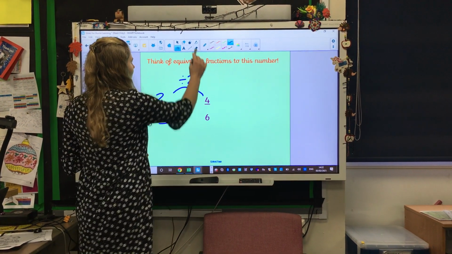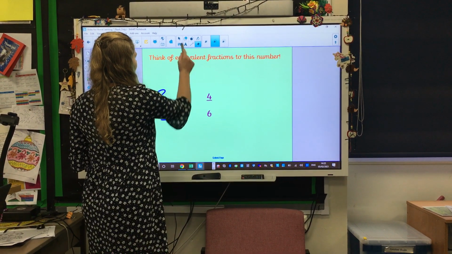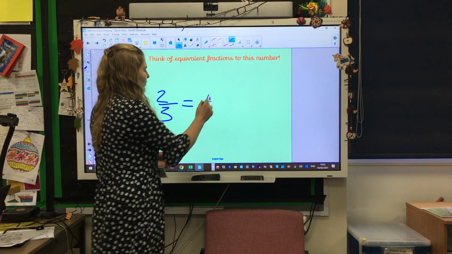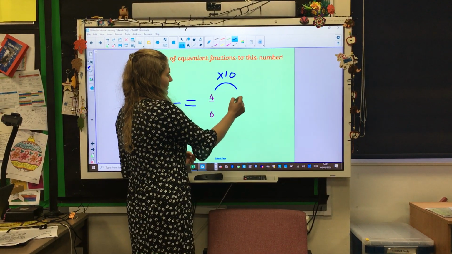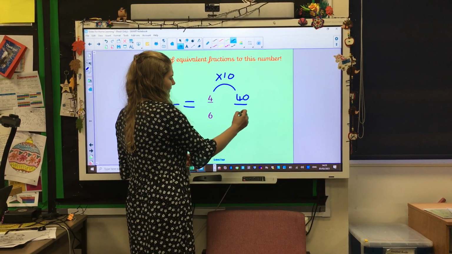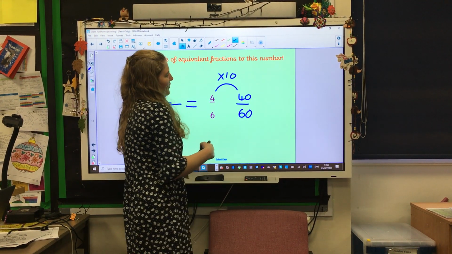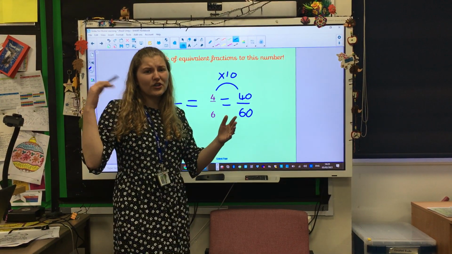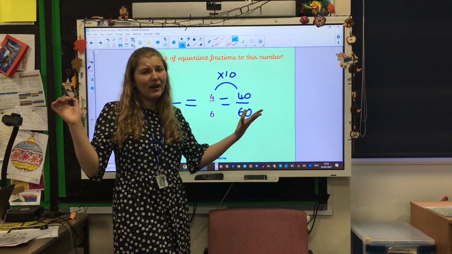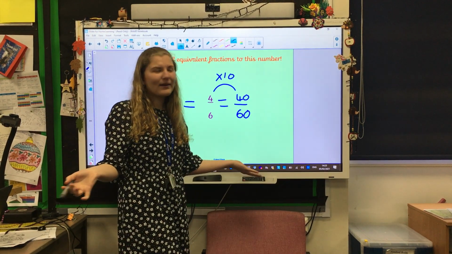Easy. But there's loads of equivalent fractions we can do. We don't have to stop there. We can also times by anything you like. We can times by 10. So we can have 40/60. It's the same. As long as you times the numerator and denominator by the same number, you'll get an equivalent fraction. How easy is that?